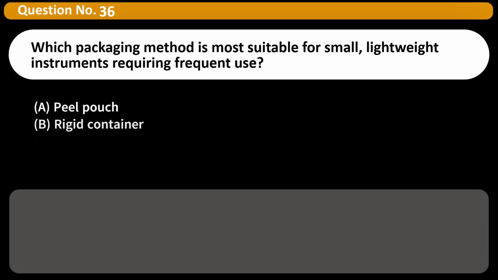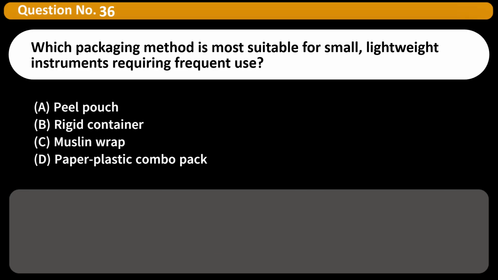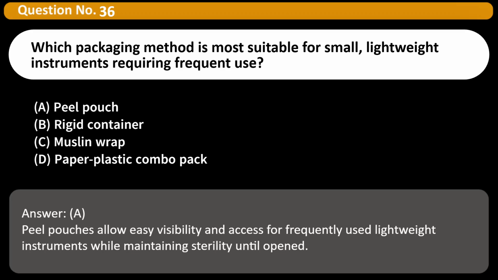Which packaging method is most suitable for small, lightweight instruments requiring frequent use? A. Peel pouch. B. Rigid container. C. Muslin wrap. D. Paper plastic combo pack. Answer A. Peel pouches allow easy visibility and access for frequently used lightweight instruments while maintaining sterility until opened.